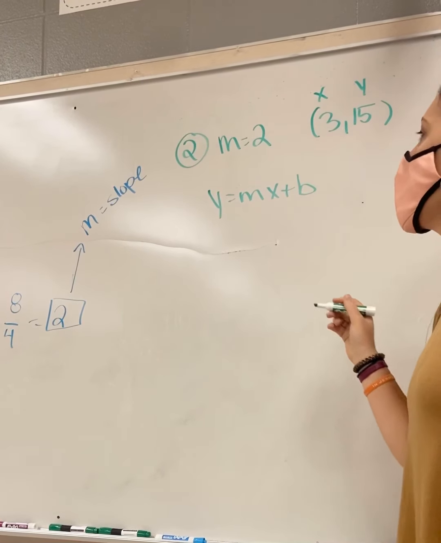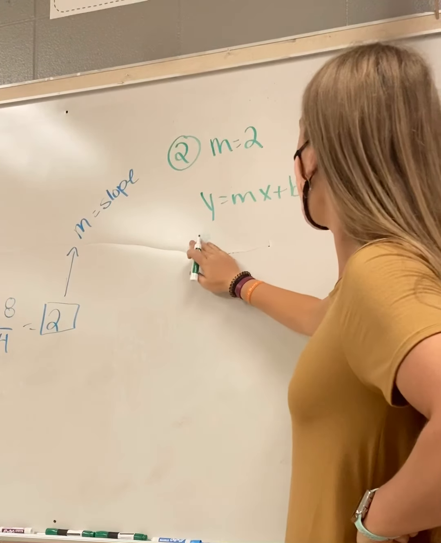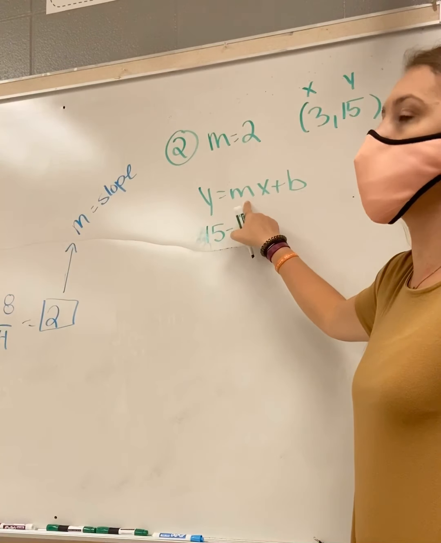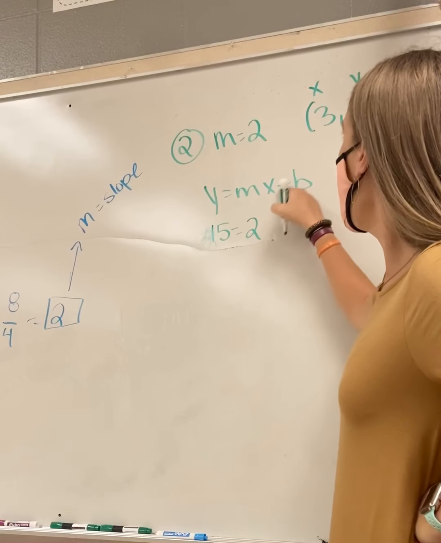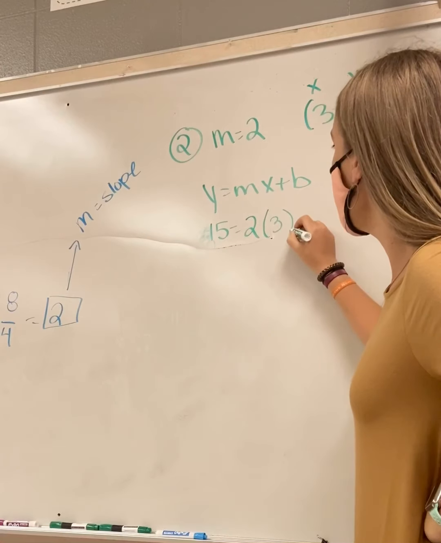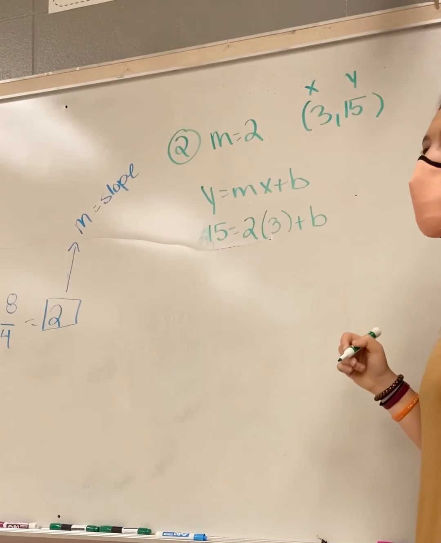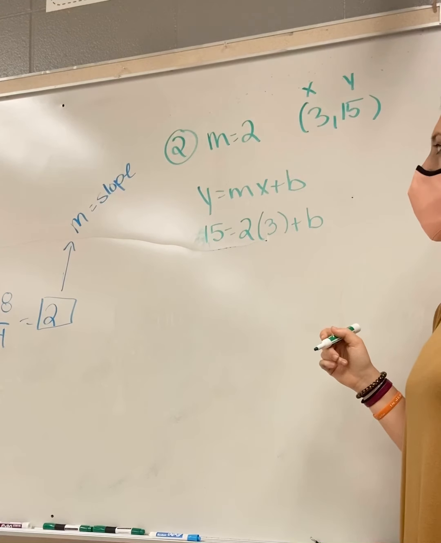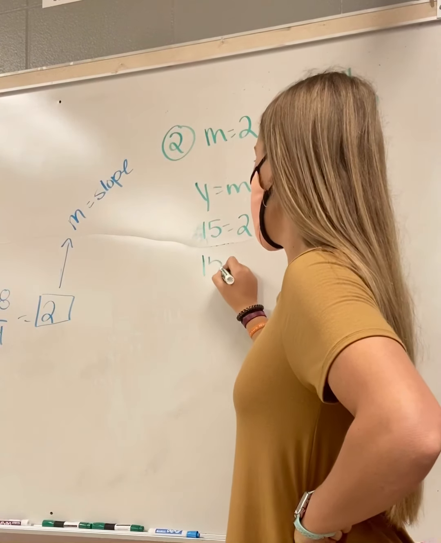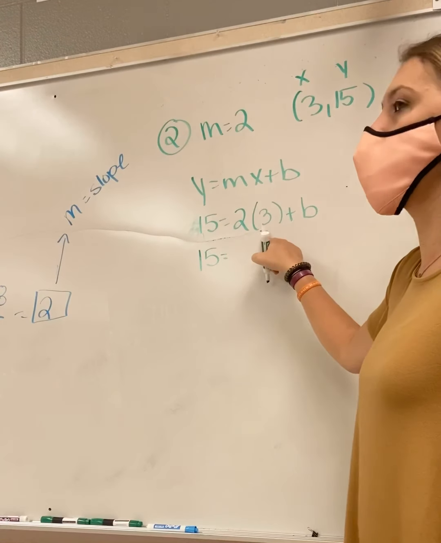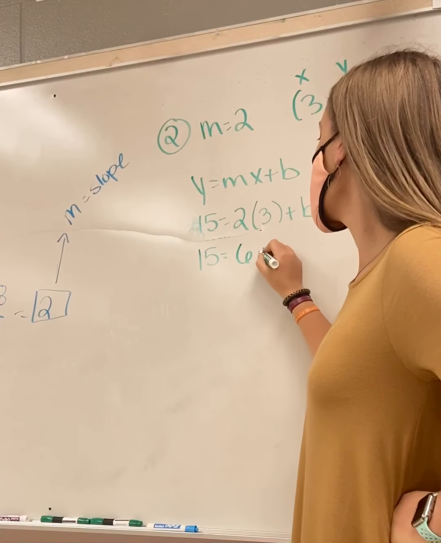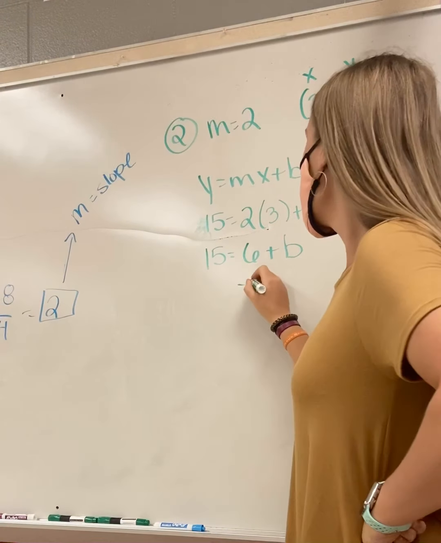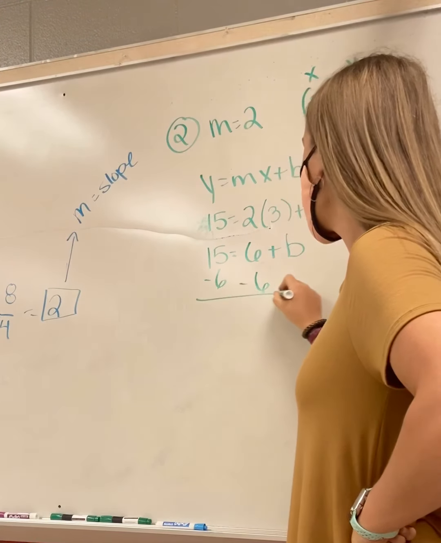Okay? So we're going to have 15 equals m, which is my slope, 2, x, which is 3, so 2 times 3, plus b, because we got to find our y-intercept. So now we're going to have 15 equals 2 times 3 is what? 6 plus b. Now what am I going to do to get b by itself? Subtract 6. Subtract 6 on both sides. Okay?